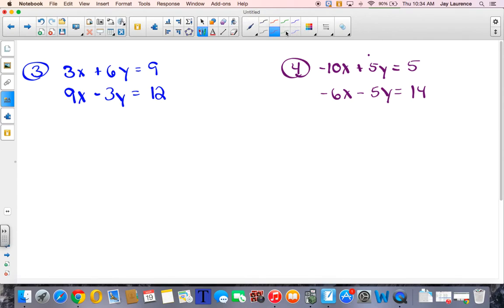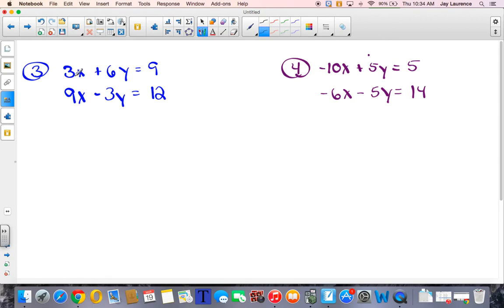What you do on a problem like this is you decide which variable you're going to solve for. I think it would be a poor choice to solve for y in the first equation. Why do I say that? Because I'll have to divide by 6. And if I divide 3 by 6, I get a fraction. If I divide 9 by 6, I get a fraction. I don't want to deal with fractions if I don't have to.